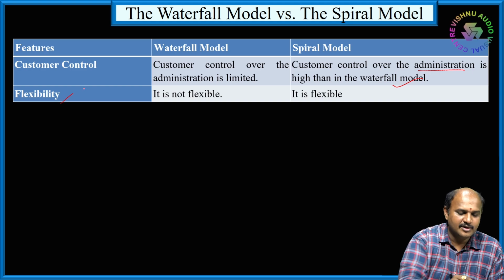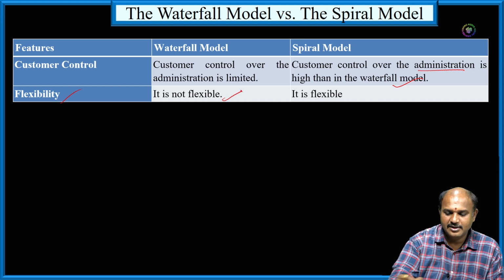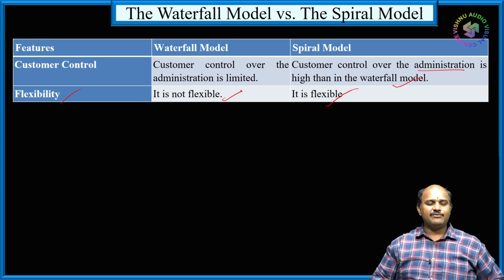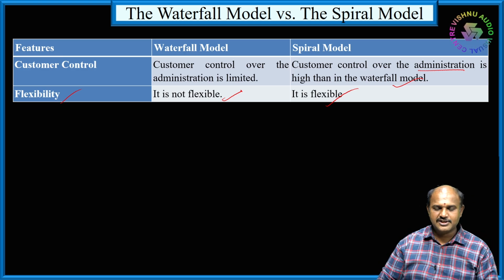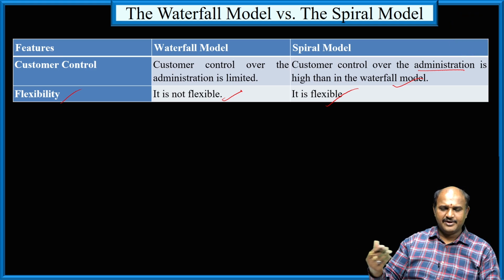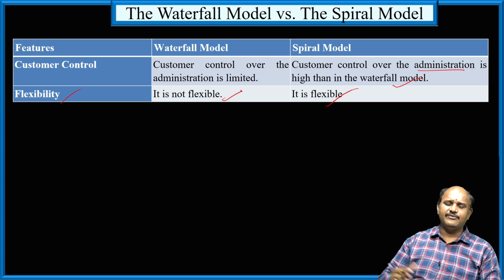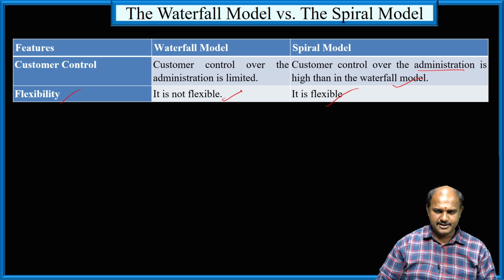Okay, next go for flexibility. The waterfall model is not flexible, it is static: the whole project you develop in this waterfall model. And for the spiral model, it is flexible. Wherever you are, it is easy to access, and you can use it to transfer, you can use it to withdraw, and everything is done in this spiral model. That's why it is more flexible.